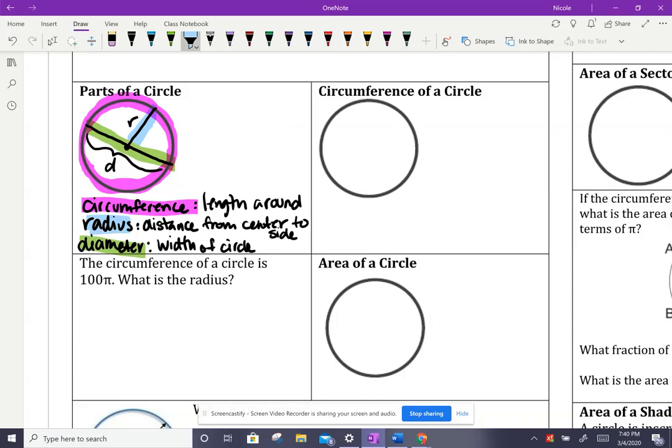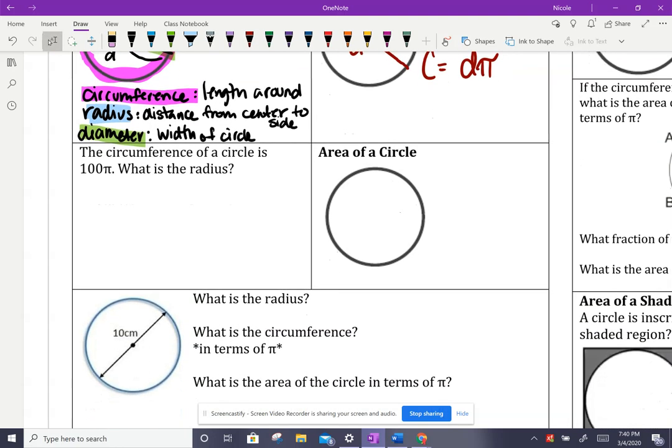Now, we've already talked about circumference of a circle before, but just a reminder, you can find this one of two ways. You can use your radius and say 2 pi r, or you can use your diameter and say C is equal to d pi. Either way, doesn't matter to me, completely up to you. So if I have a circle and I'm given the circumference, I should always be able to find the radius.